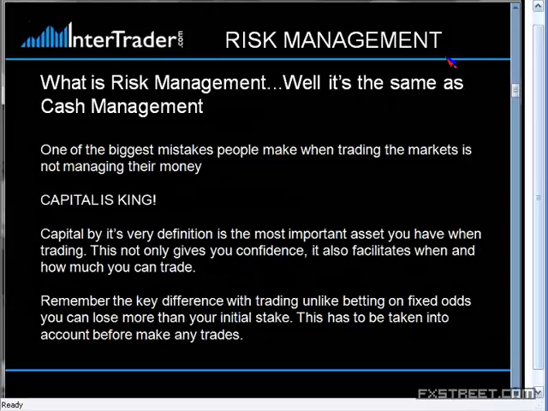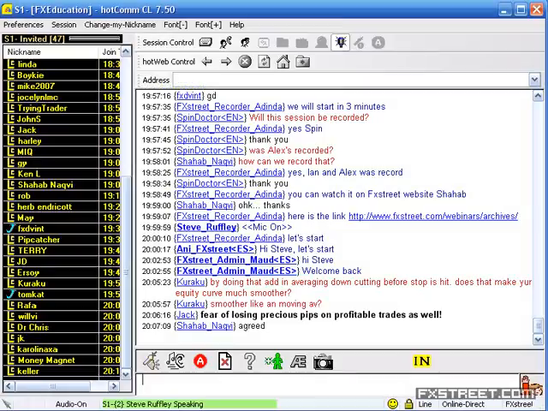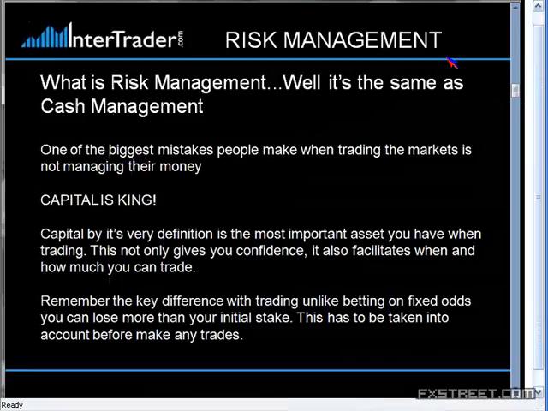So what is risk management? Well, it's the same as cash management. They're just one and the same thing. We need to protect that capital. The biggest mistakes people make when trading the market is not understanding or managing the money. Again, it might seem, if you've traded for a while, that that's second nature. But it's not. People just see money. When it's in your trading account, it's almost like when you go betting online. It doesn't seem like real money.